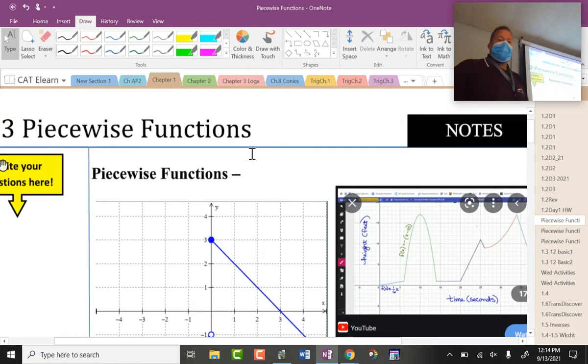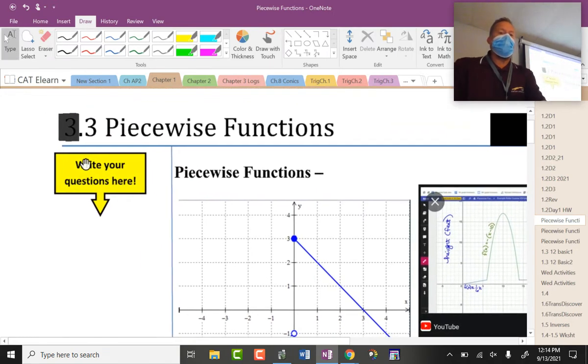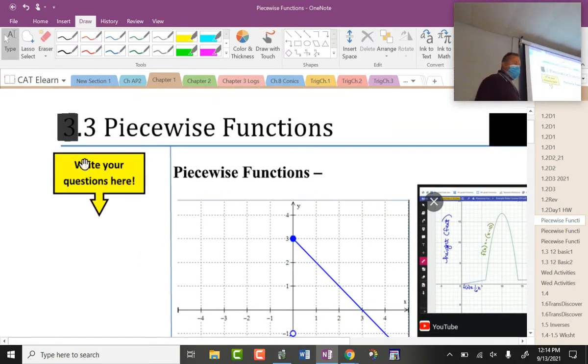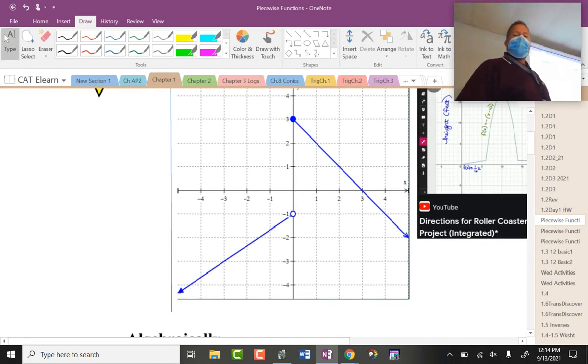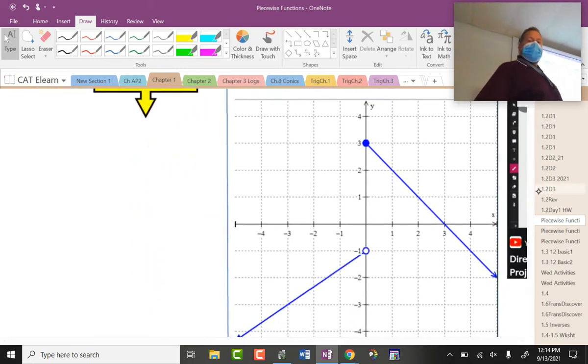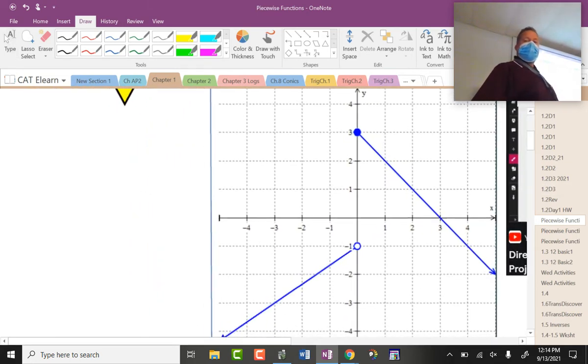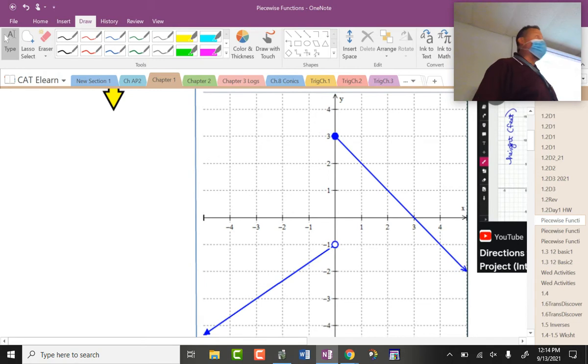Actually, I could put that right here: piecewise functions. I don't know what section this would be called. I think it's part of 1.3 in our book, or it might be 1.6. I don't care. I give you a worksheet, so it doesn't matter. So here's what a piecewise function is. It's a graph. Here's one example. It's a graph where it's in pieces. That's why it's called a piecewise function.